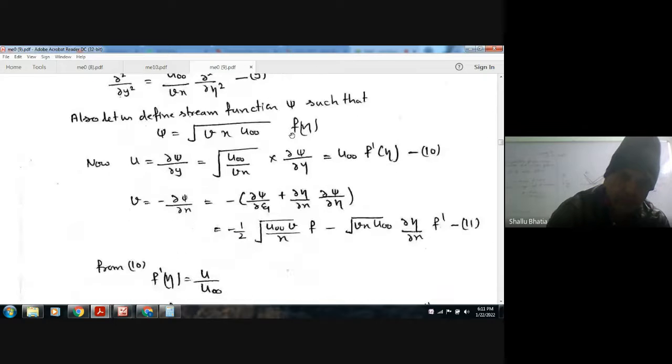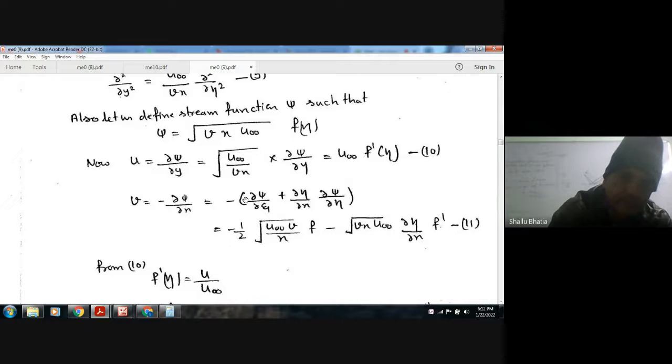Okay, so this can be written as ∂ζ/∂y and ∂ψ/∂ζ. So this is your ∂ζ/∂y, and ∂ψ/∂ζ can be found from this. This will be f dash, and the other quantity will be root(νx u infinity) and root(ν x u infinity), and the root νx will cancel out, so u infinity will be left. So u is u infinity f dash(ζ).